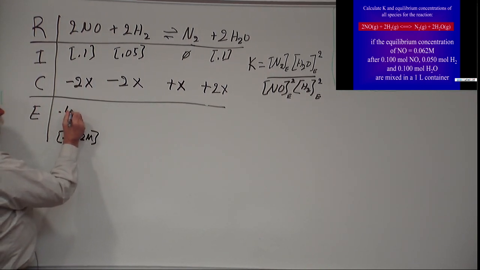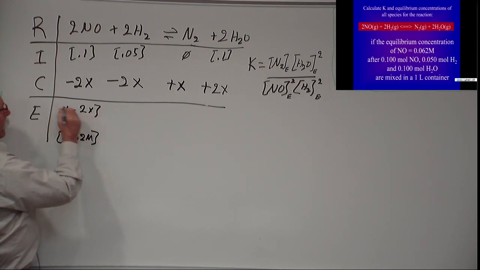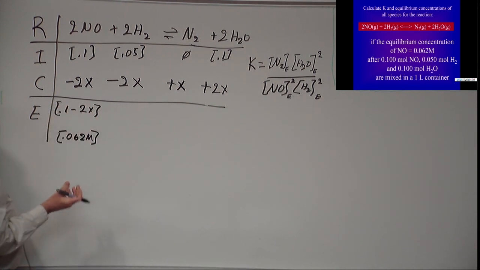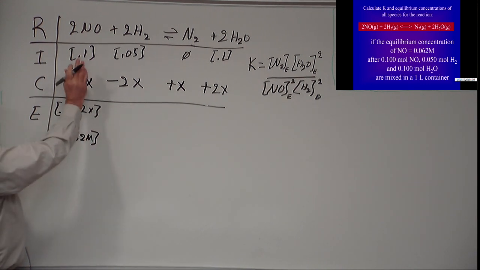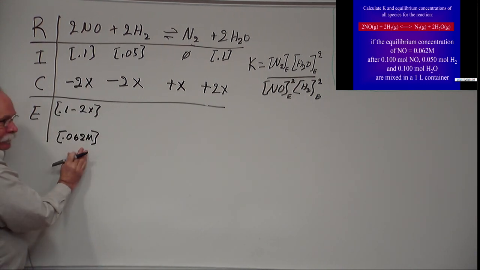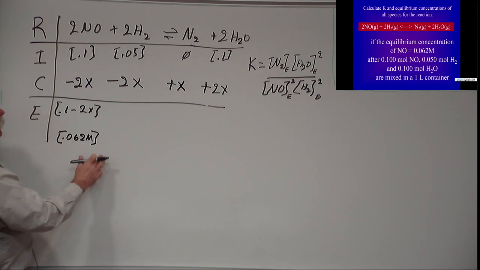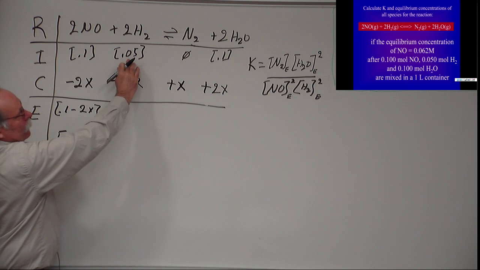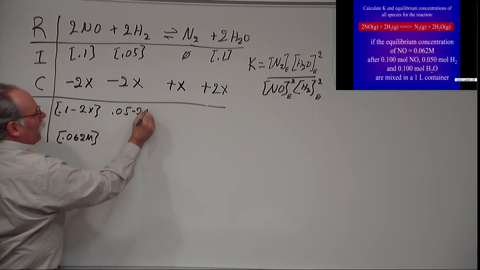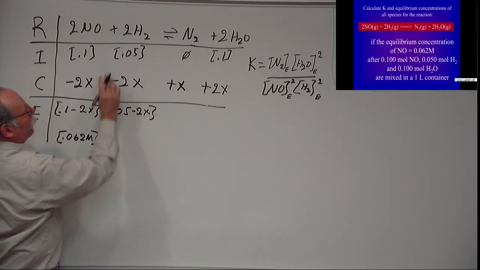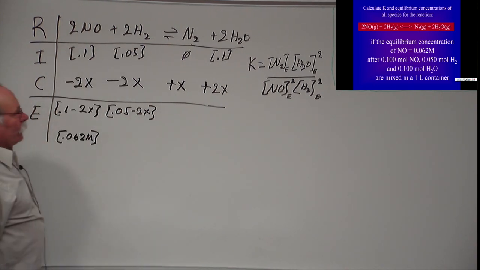So 0.1 minus 2X is saying, how much did I consume as my reaction went from the initial condition to the final condition, which was the equilibrium condition, and now the reaction is over. I also had to consume H2. So I had 0.05 what I started, and I consumed the same amount because the coefficients are the same.